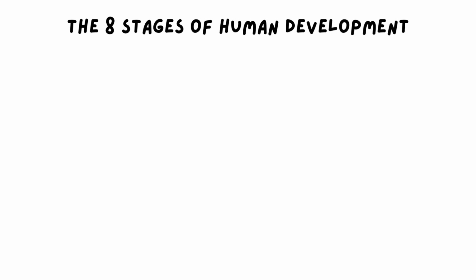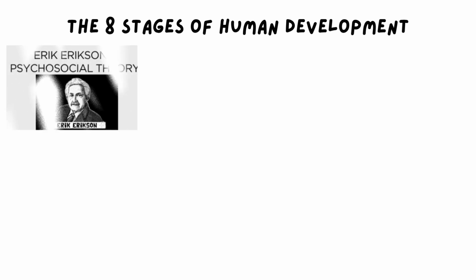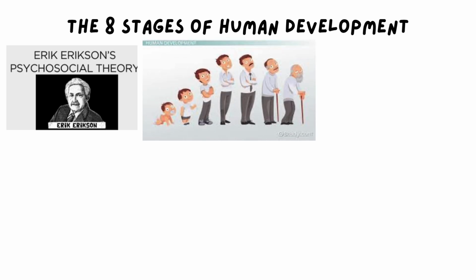The 8 Stages of Human Development. The theory of psychological development created by Erik Erikson, a German-American developmental psychologist and psychoanalyst, is one of the best-known personality theories. The theory differs from many others in that it addresses development across the entire lifespan, from birth through death. At each stage, the individual deals with a conflict that serves as a turning point in development.